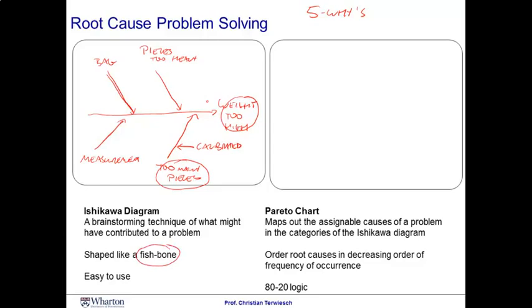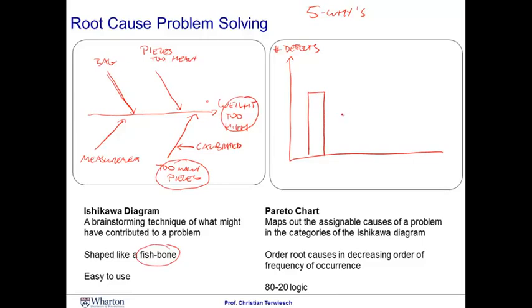Once you have mapped out the potential root causes, you go into the field and start collecting data about the actual defects. You'll then map out the defect occurrences, so the number of defects, for each of the types here in the Ishikawa diagram, for each of the defect types. And that leads to a graph that looks like this.